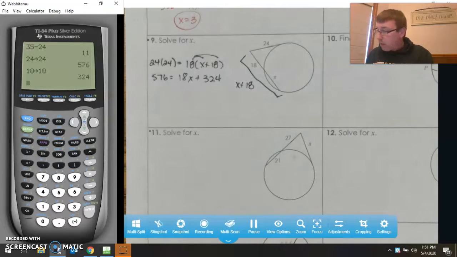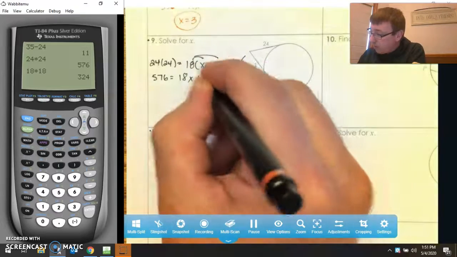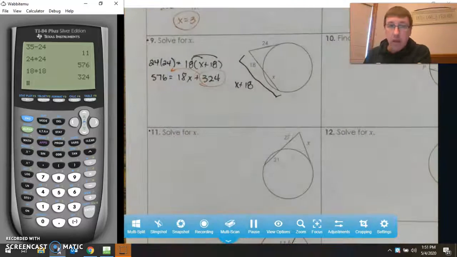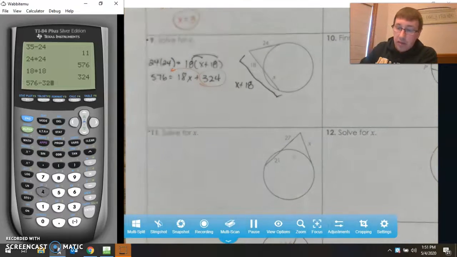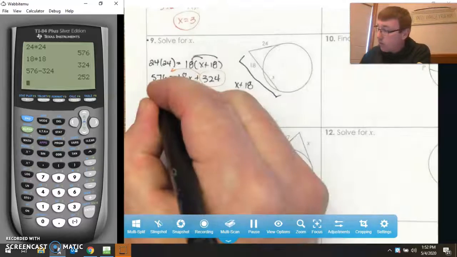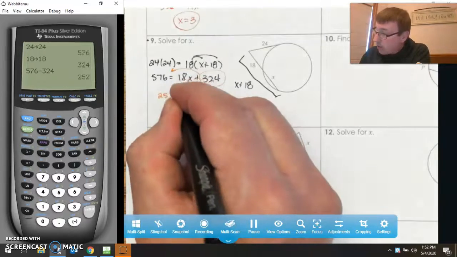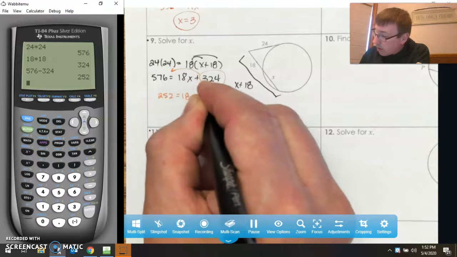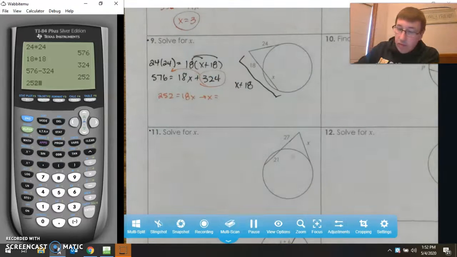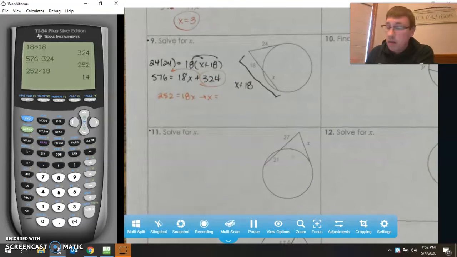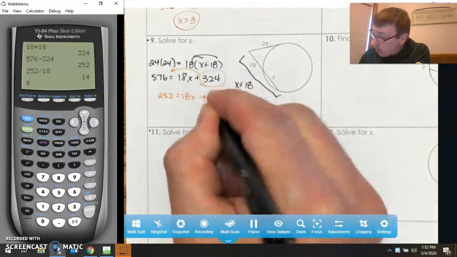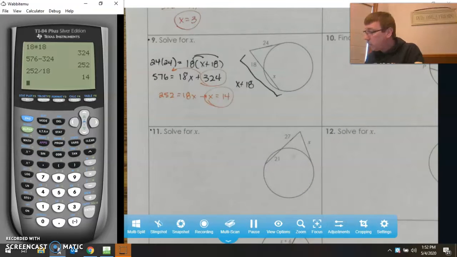I'm going to bring the number over here, so 324 I'm going to bring here. 576 minus 324 is 252, is going to be equal to 18x. So 252 divided by 18 is going to be 14. Okay, we'll do one more, maybe a couple more, we'll see.